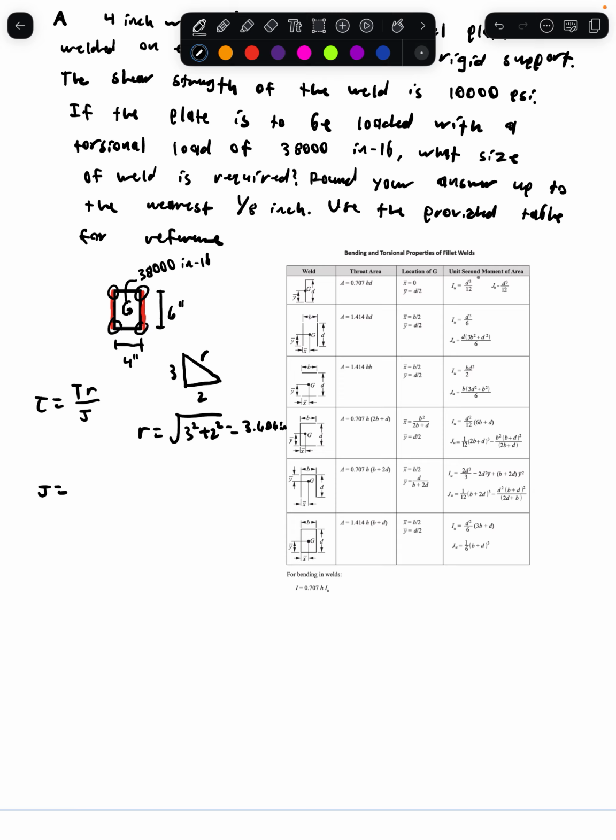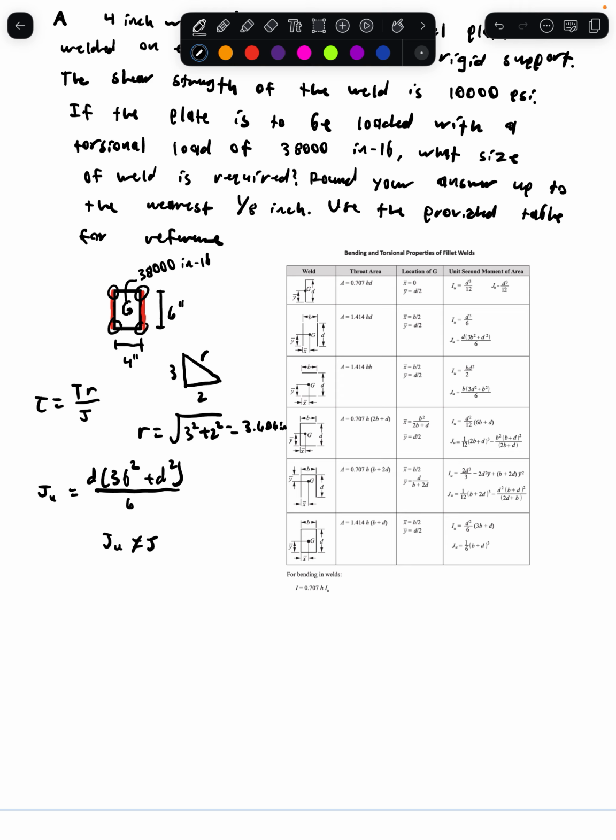You'll see it has a column here that gives you the unit second moment of area. If we find our type of weld here, which is the 2 vertical beads, then we have this equation, which is J sub U equals d times 3b squared plus d squared divided by 6. d is just the height of the weld, and b is how far away they are from each other. But this is not the same as J. J_U does not equal J. And I really wish that this table made that clear.